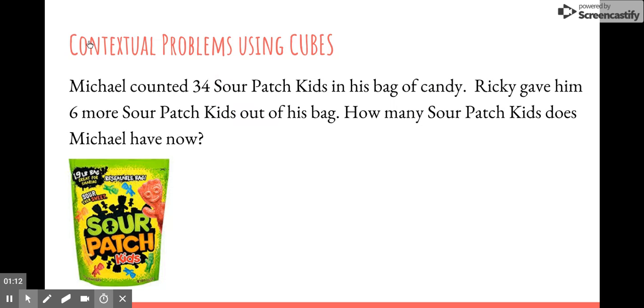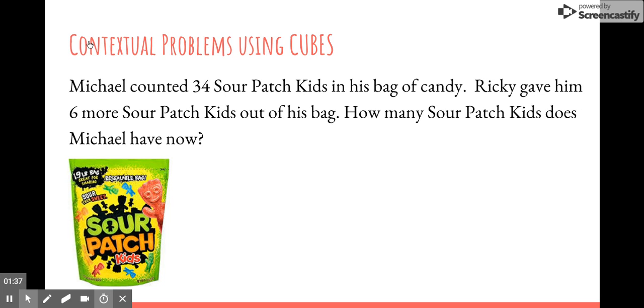So the first thing that we're going to be doing this week is we're going to be working with contextual problems. Contextual problems, just a fancy word for word problems. And I like to introduce them to a strategy called CUBES. CUBES is a great strategy, especially when they get into those upper grades. So I like to teach it now so that when they get into third and fourth grade, it's a little bit simpler and kind of like second nature to them.